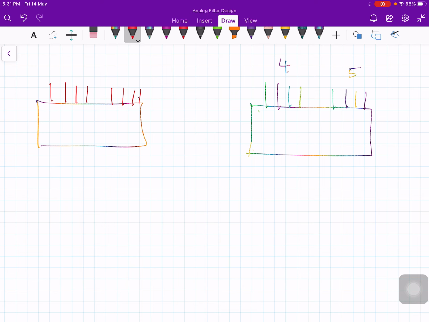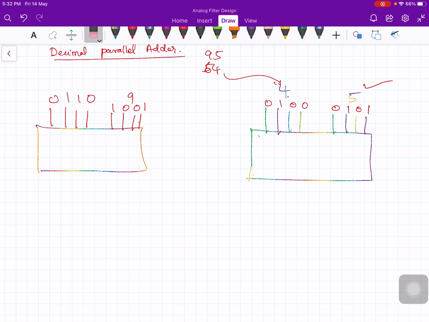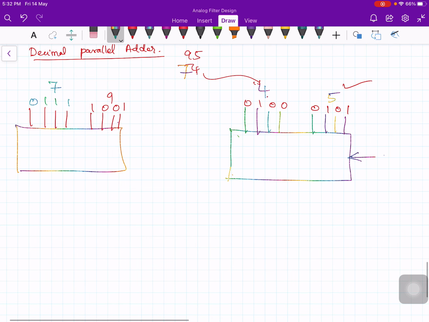So 95, 54. This 5 is here and this 4 is here, and then you put 9 here. 9 is 1001, and this one is 0101, 0100, and this one is 5. Let me take 64, so 0110 like this, or let me take 74, 0111, this is 7. Now the previous carry, I don't have any carry, so you made it 0. So it produces 4 outputs.